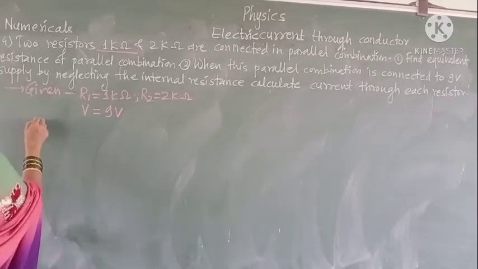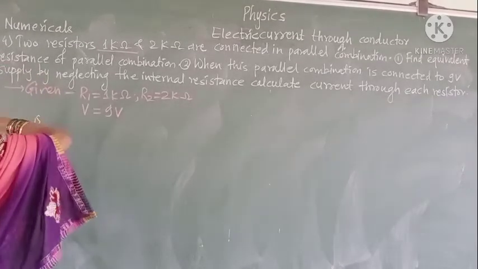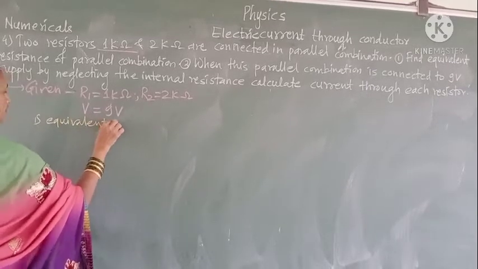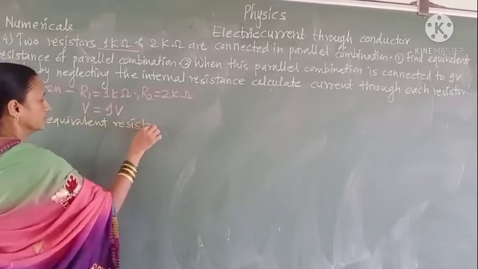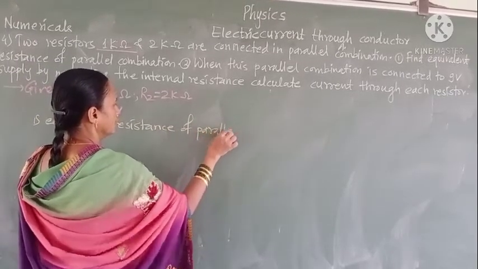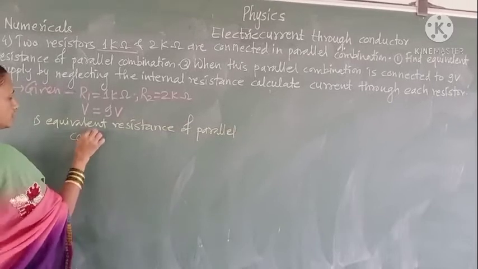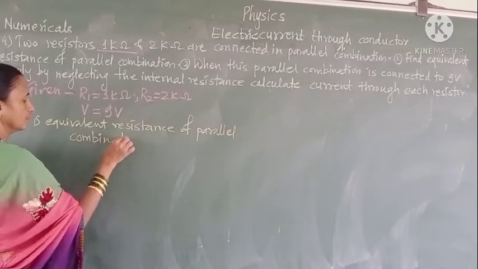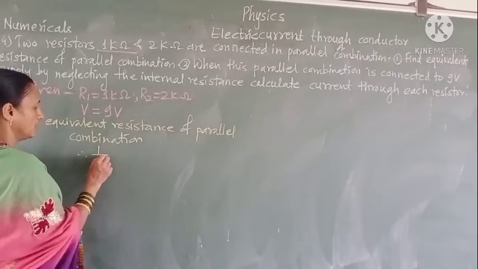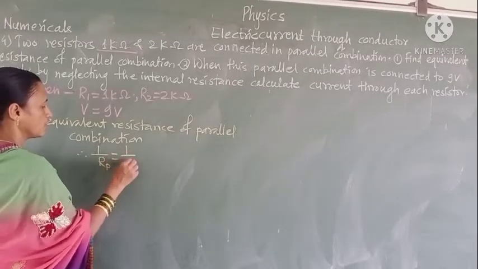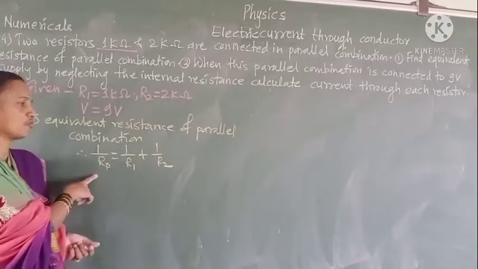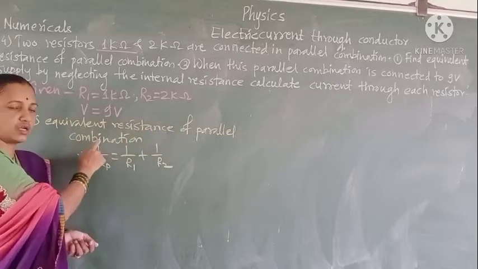First we have to calculate the equivalent resistance of the parallel combination. In case of parallel combination, the formula is 1 upon Rp is equal to 1 upon R1 plus 1 upon R2. This is the formula for calculating the equivalent resistance of a parallel combination.